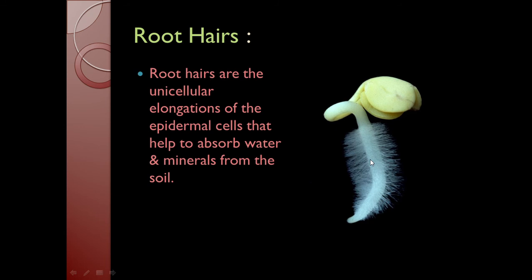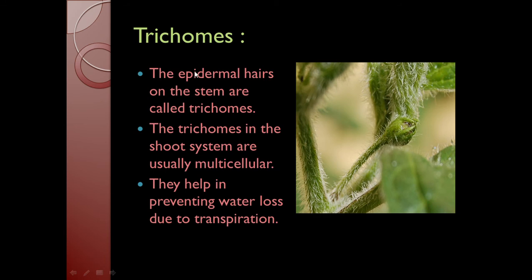Here you can see the root hairs of the carrot plant. Next are trichomes. The epidermal hairs on the stem are called trichomes. Here you can see the trichomes, the epidermal hairs on the stems. These are called trichomes.